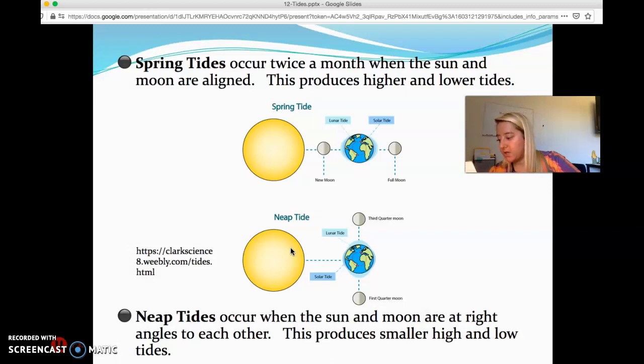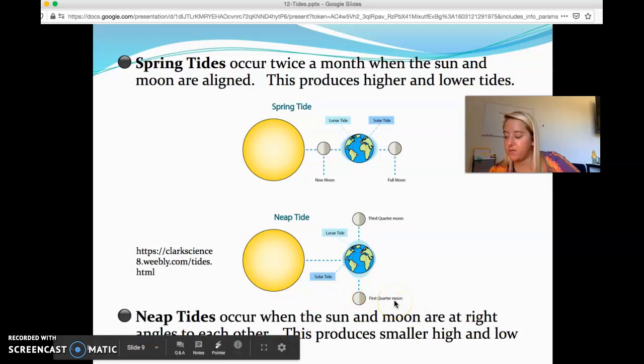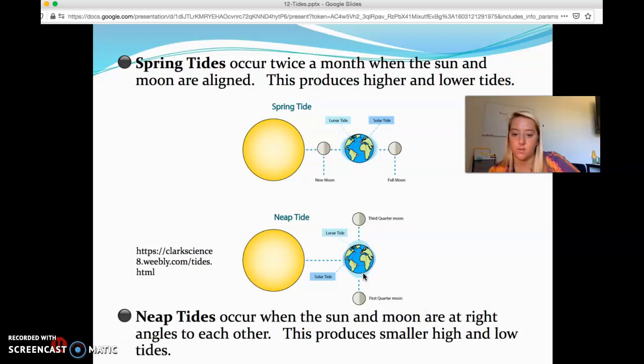Wonderful. So this happens during full and new moon. Please write those down. I know there's not a section of that for your notes. Copy these diagrams as well in your notes. This is something you will see for sure on a test.